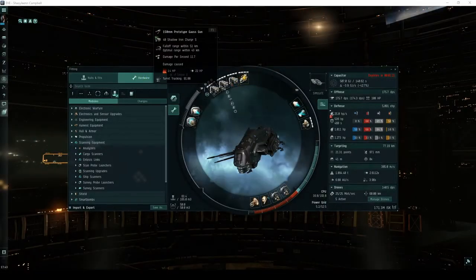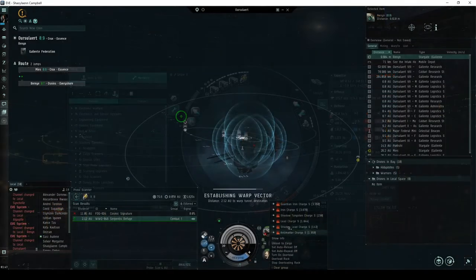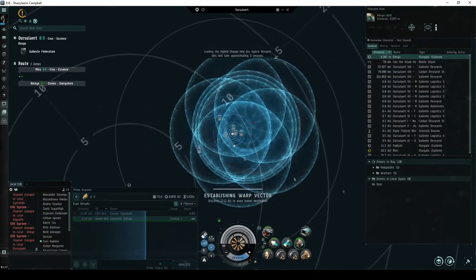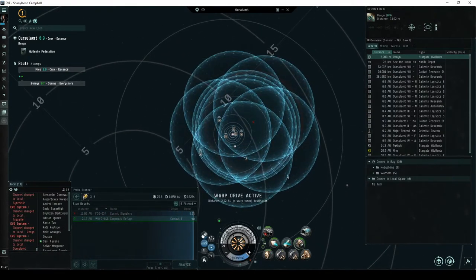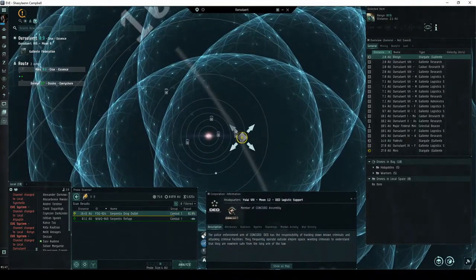In most of these videos, you'll see me flying an assault frigate called the Ishker. This is mainly because it's my favorite ship to fly, but it does perform quite well in the Serpentis Drug Outlet. Combat signatures appear in your probe scanner window, and you must scan them down with probes before you can warp to them.